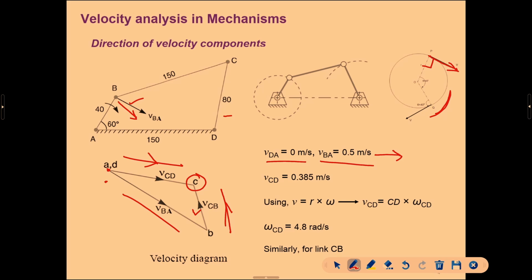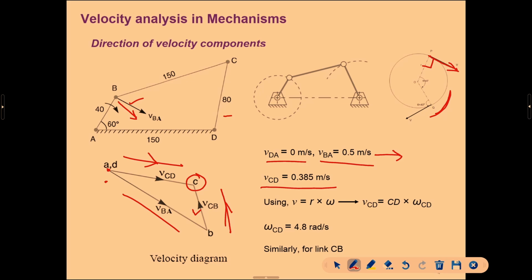Now, the velocity of CD can be directly measured from the velocity diagram, from the length CD or DC. After scale conversion, you will get the value as 0.385 meter per second. And this is the linear velocity. If you want angular velocity, we have to do a similar process to what we did for link BA. There, RPM was converted to radians per second and radians per second was converted to meter per second. Here we have things in meter per second. The reverse process needs to be done.